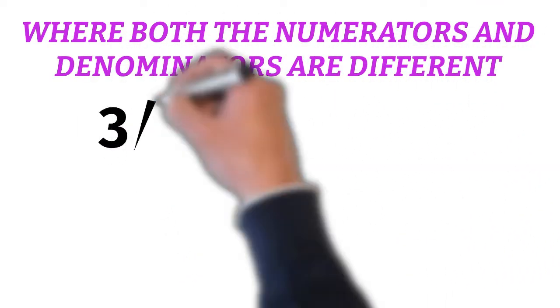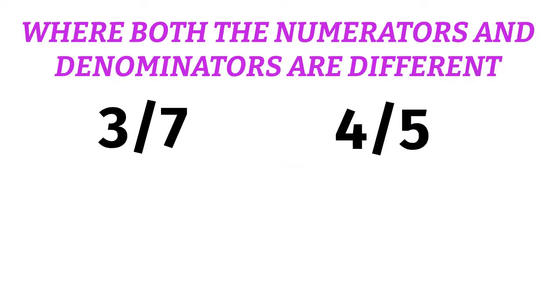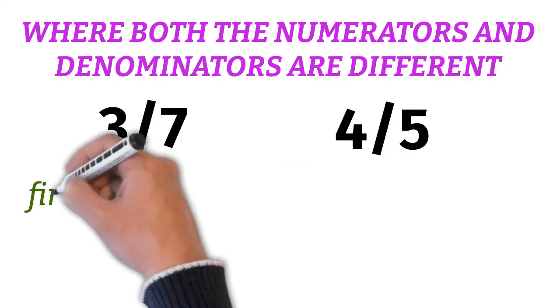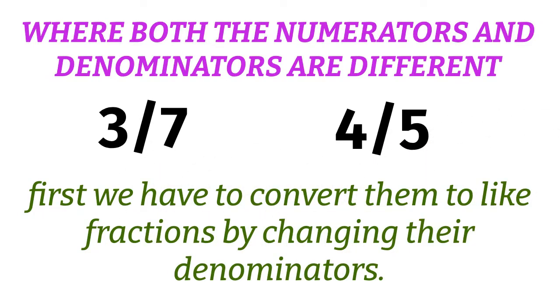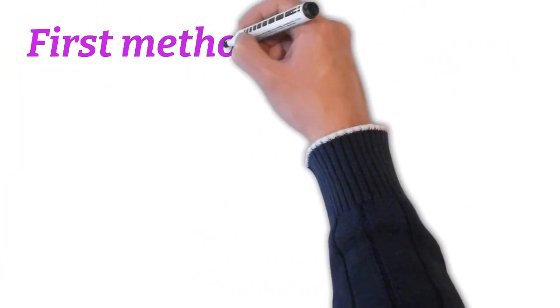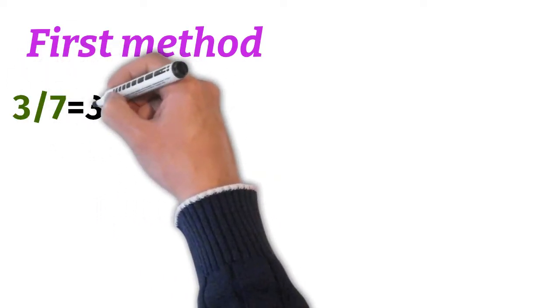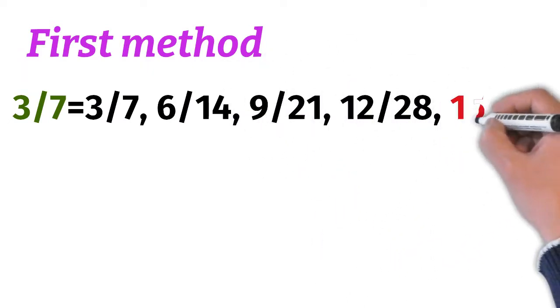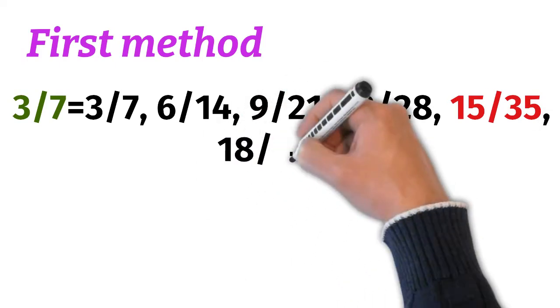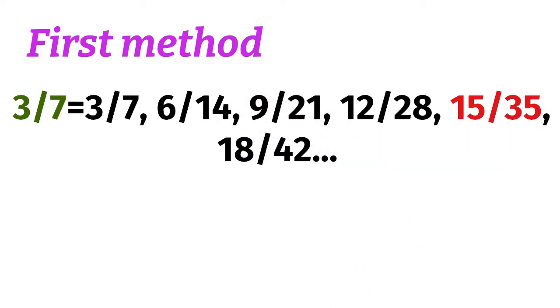For example, 3 by 7 and 4 by 5. To compare these fractions, first we have to convert them to like fractions by changing their denominators. This can be done using two methods. In first method, we first have to get the equivalent fractions of them bearing the same denominators. Now, the equivalent fractions of 3 by 7 are 3 by 7, 6 by 14, 9 by 21, 12 by 28, 15 by 35, 18 by 42 and so on.